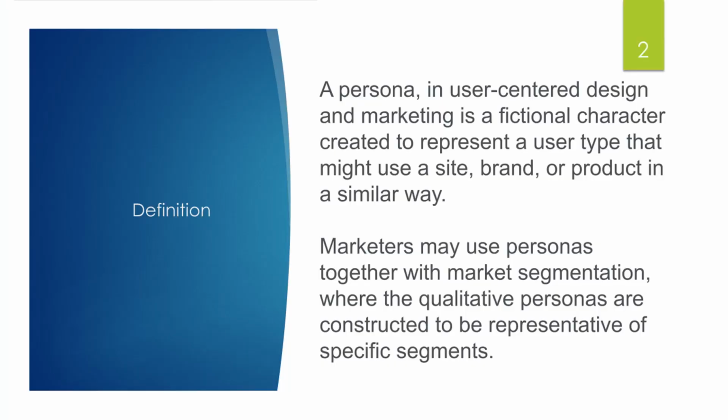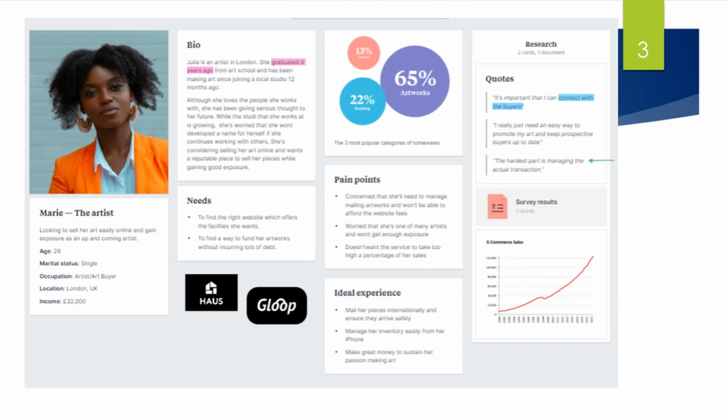So a persona in user-centered design and marketing is a fictional character created to represent a user type that might use a site, brand, or product in a similar way. Marketers may use personas together with market segmentation, where the qualitative personas are constructed to be representative of specific segments. So here's an example of what a customer persona may look like.